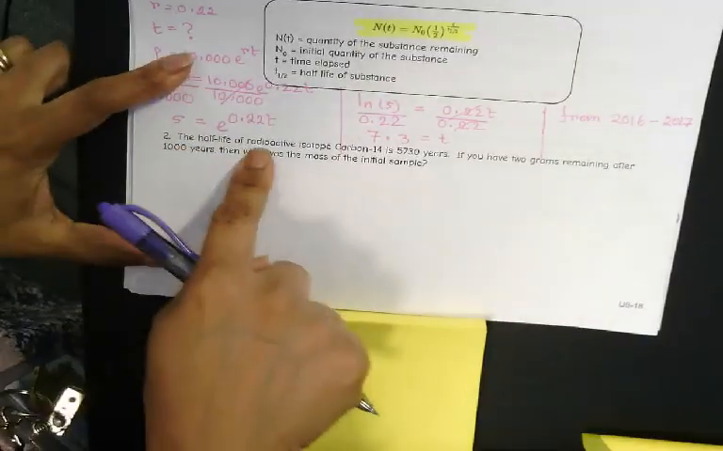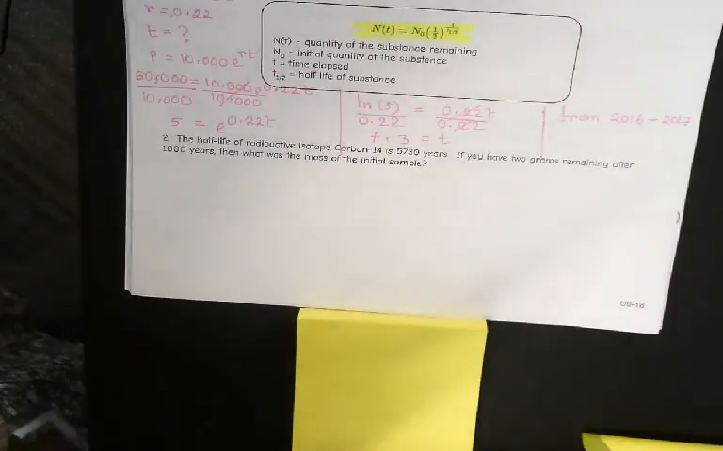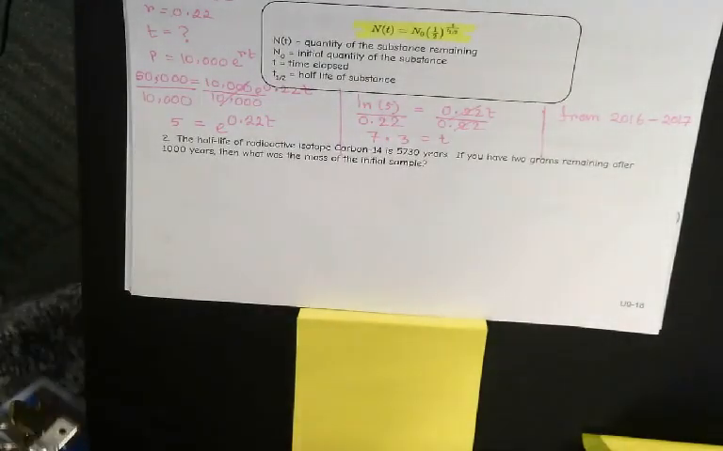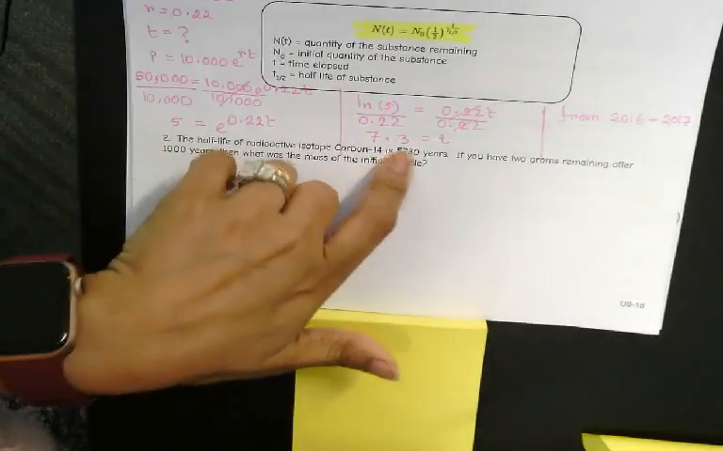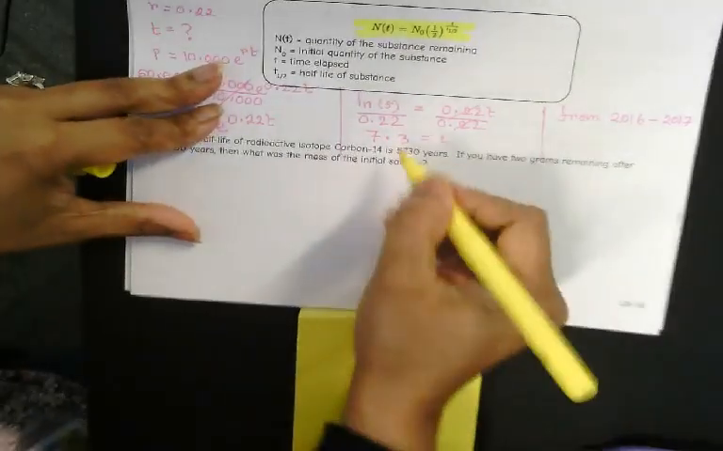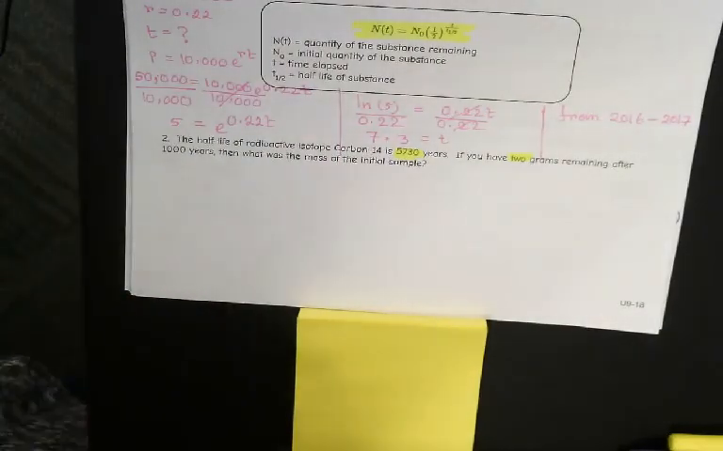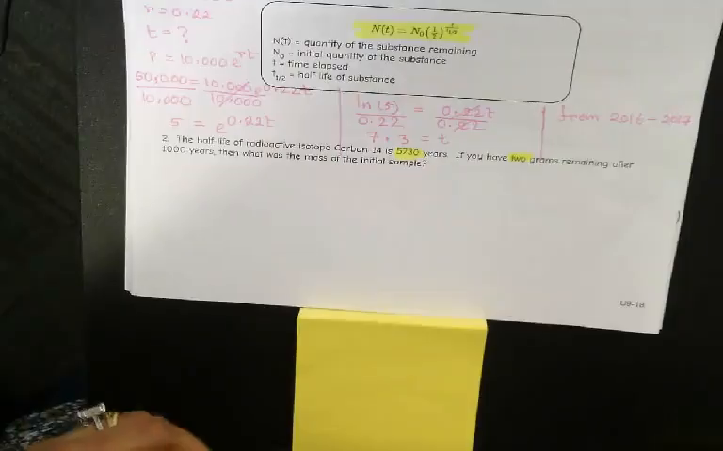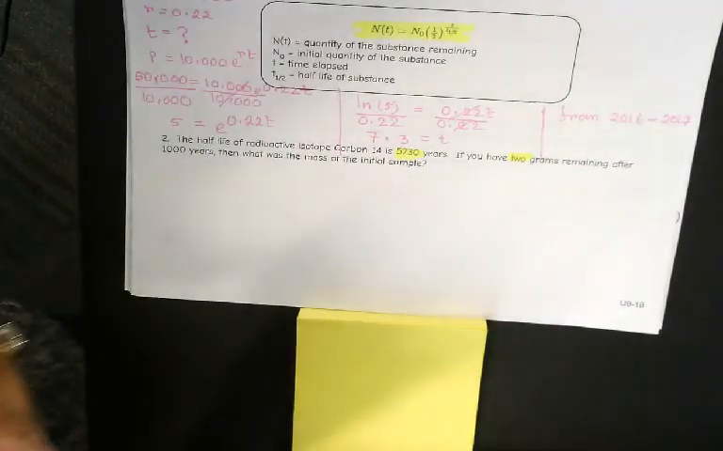So the half-life of a radioactive isotope carbon-14, don't be so scared on that one, this is just the name of it. The half-life of the substance is 5,730 years. This is how long it's going to take to become half in any amount. If you have 2 grams remaining after 1,000 years, then what was the mass of the initial sample? We're trying to find how much amount we started with.